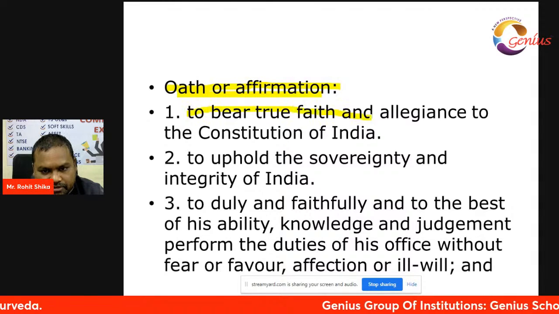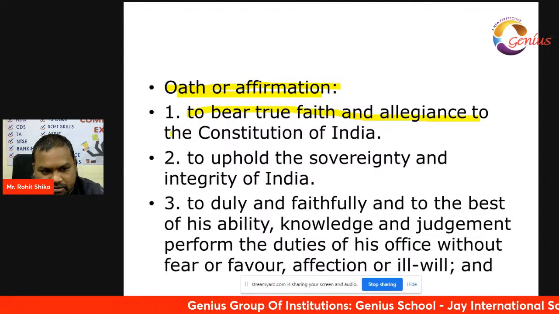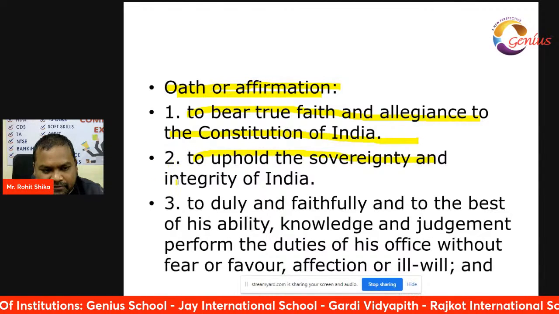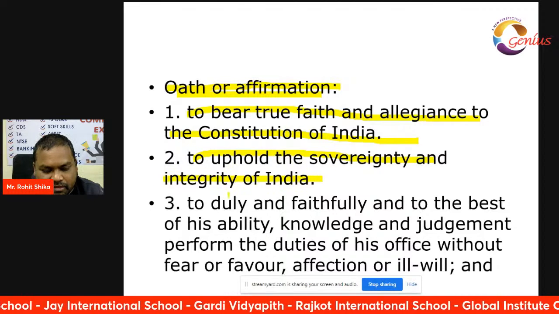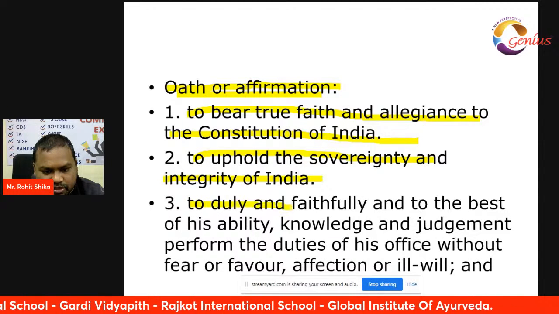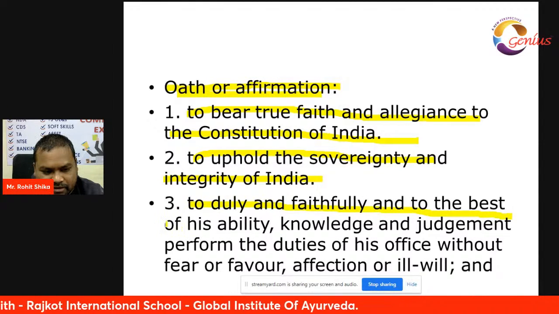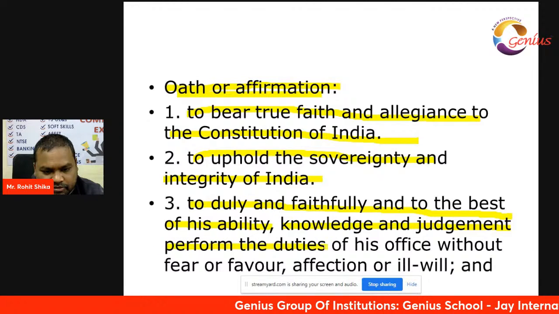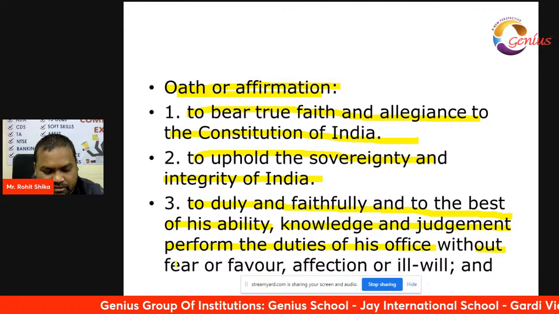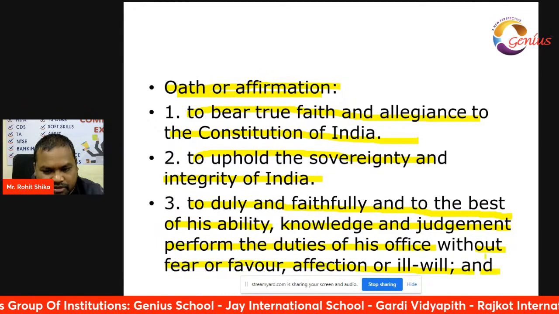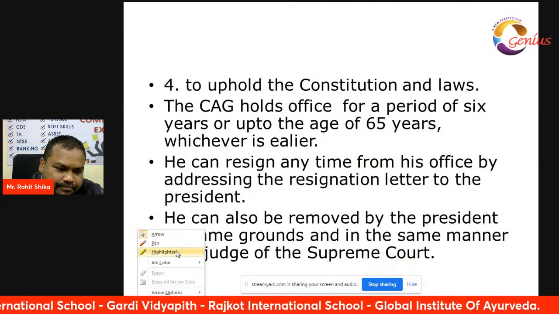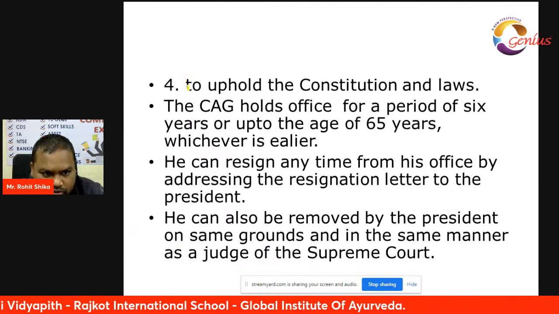To bear true faith and allegiance to the Constitution of India, to uphold the sovereignty and integrity of India, to duly and faithfully, to the best of his ability, knowledge and judgment, perform the duties of his office without fear or favor, affection or ill will, and to uphold the Constitution and laws.